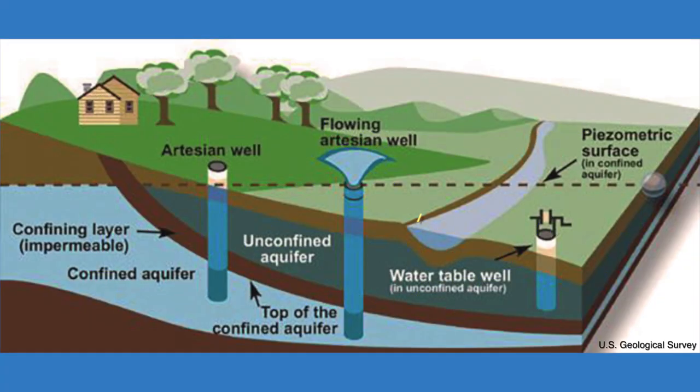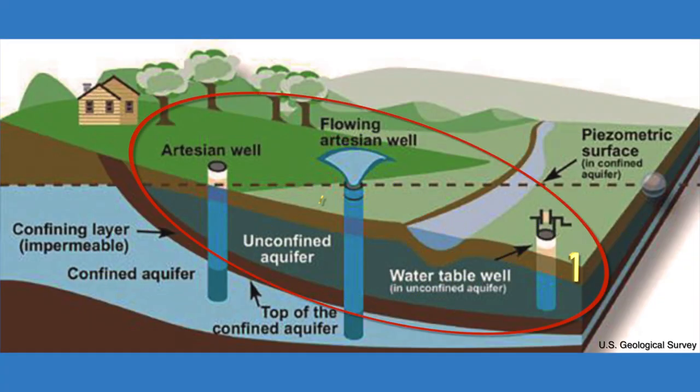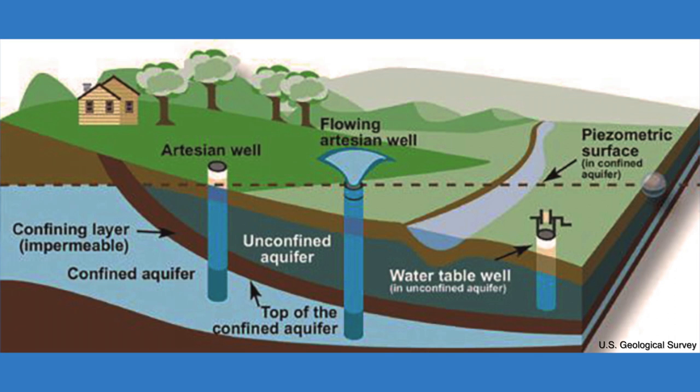Wells are of three types: one, water table well, two, artesian well, and three, flowing artesian well. In a water table well, the water table is at atmospheric pressure. In an artesian well, the water pressure is greater than atmospheric. In a flowing artesian well, the water pressure is such that it can flow freely above the ground surface.